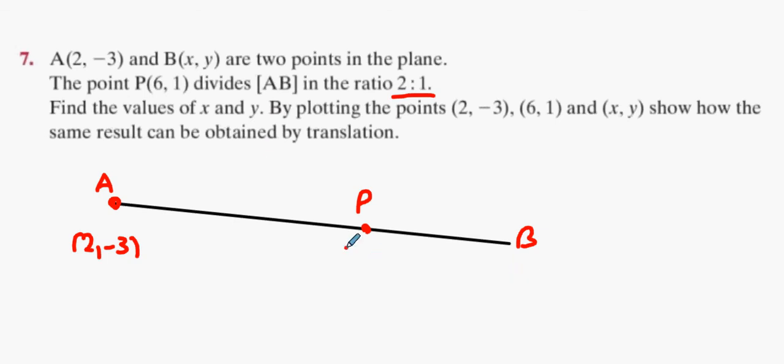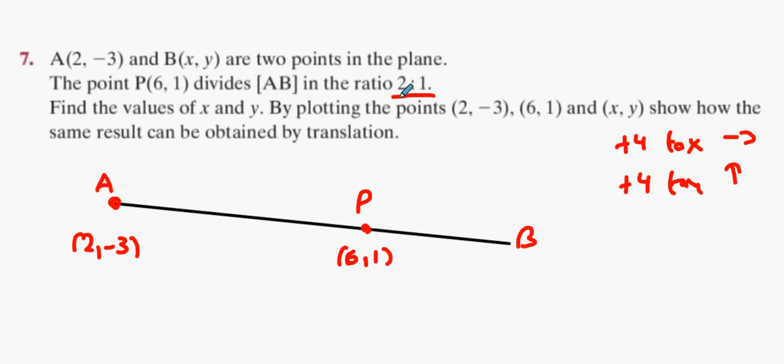P is (6, 1). Would you agree with that? Now, how did you go from 2 to 6? It takes 4, so 4 to x, or 4 to the right. And then minus 3 goes up to 1, so what does that mean? 4 up. So that means 4 upwards, right?